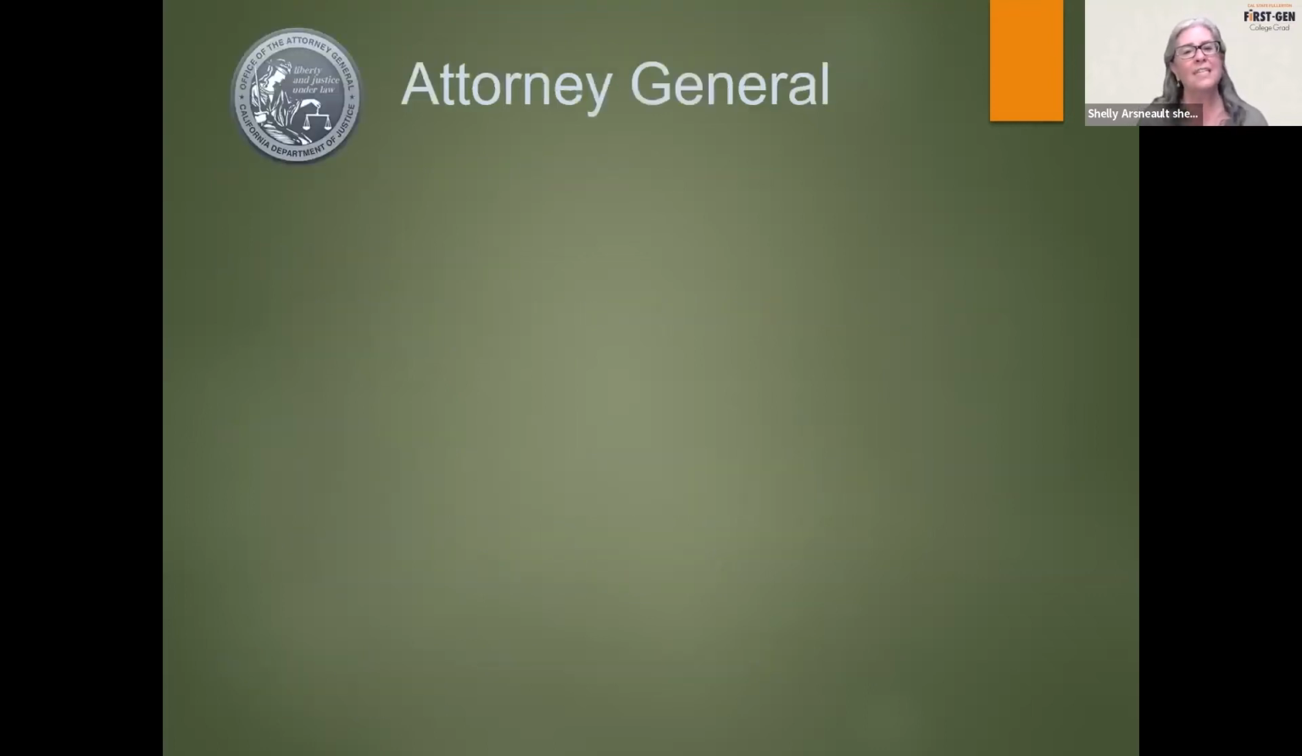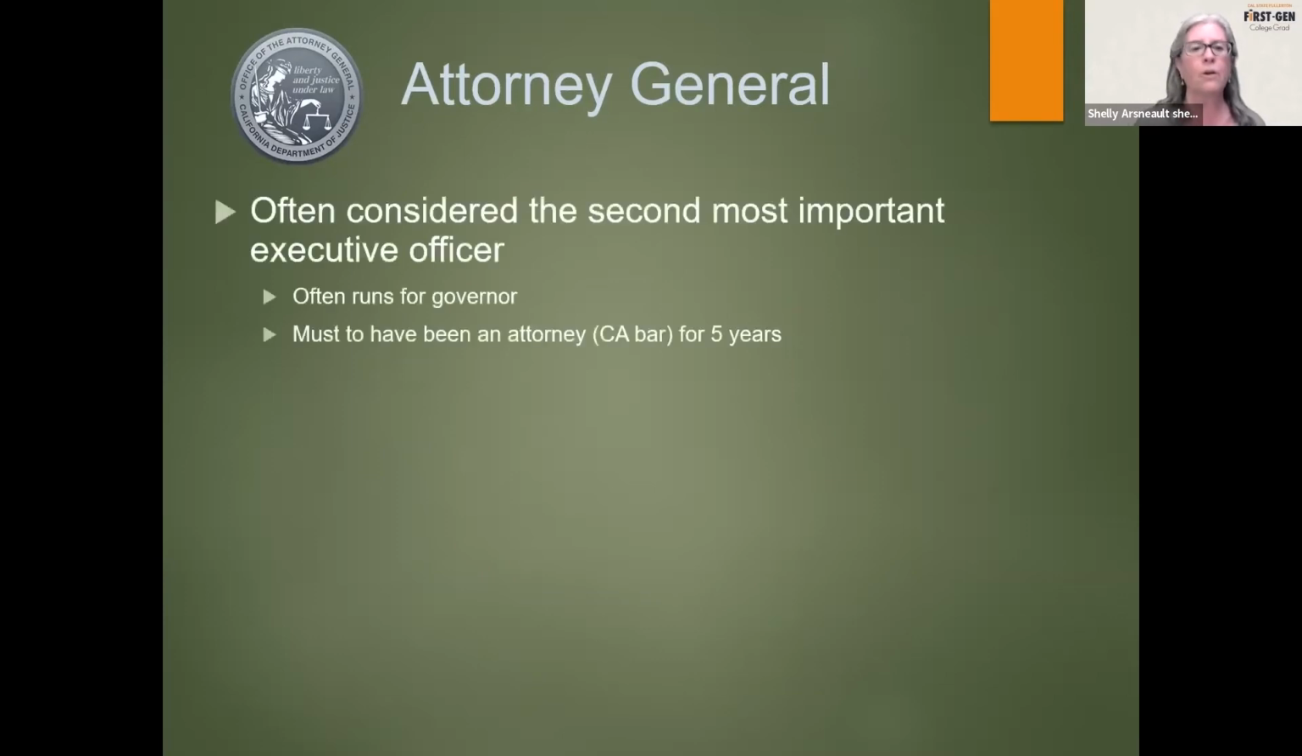So the next office is the Attorney General. I think we probably have a little bit better sense of what an Attorney General is and does. This really is considered the second most important executive officer in the state. This is a person that often positions themselves for governor, not always very successfully, but they do often run for governor. This position, because all of these folks are elected independently, unlike at the federal level, the Attorney General does not have to do or pursue what the governor wants.